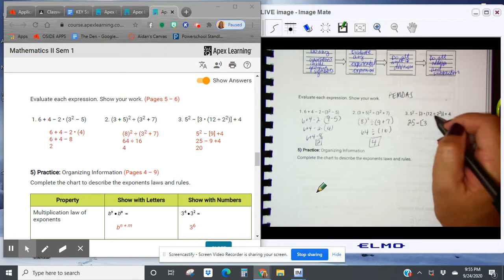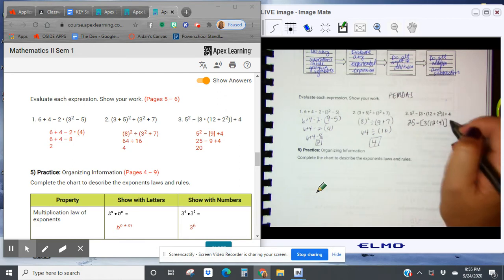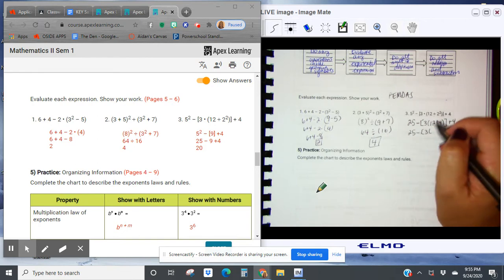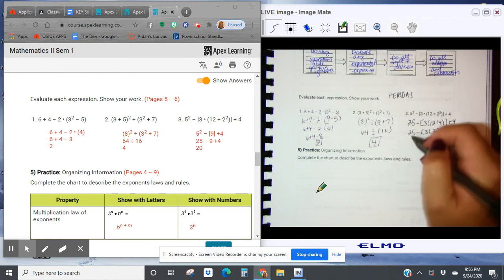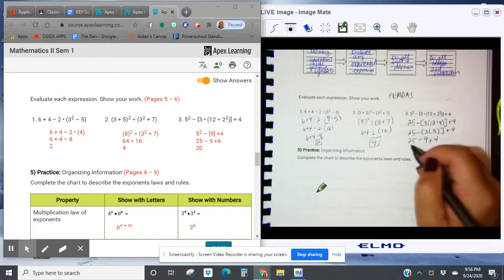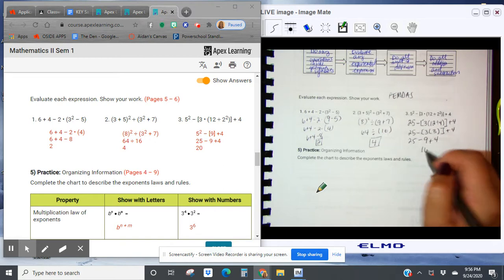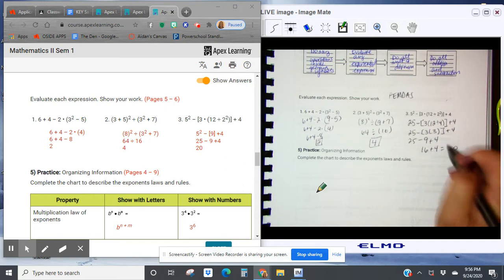So 12 divided by 2 squared within the parentheses. 2 squared is going to be 4. So again, 12 divided by 4, we do that next. Then we do the 3 times 3 is 9. Then we do left to right for the addition and subtraction. So 25 minus 9 is 16. 16 plus 4 equals 20.